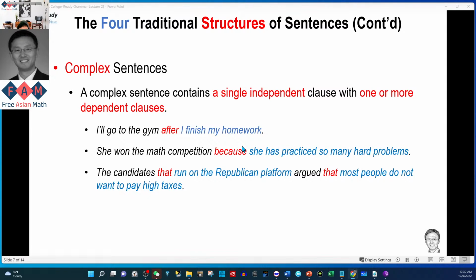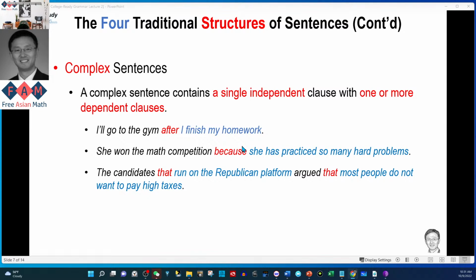What is this word "that"? Well, "that" here is what we call an expletive. Essentially, it means that it does not serve any grammatical function, logical function in this sentence. We will see what that means later. Okay, so this clause, that most people do not want to pay high taxes, is logically the object of the main action verb argued.